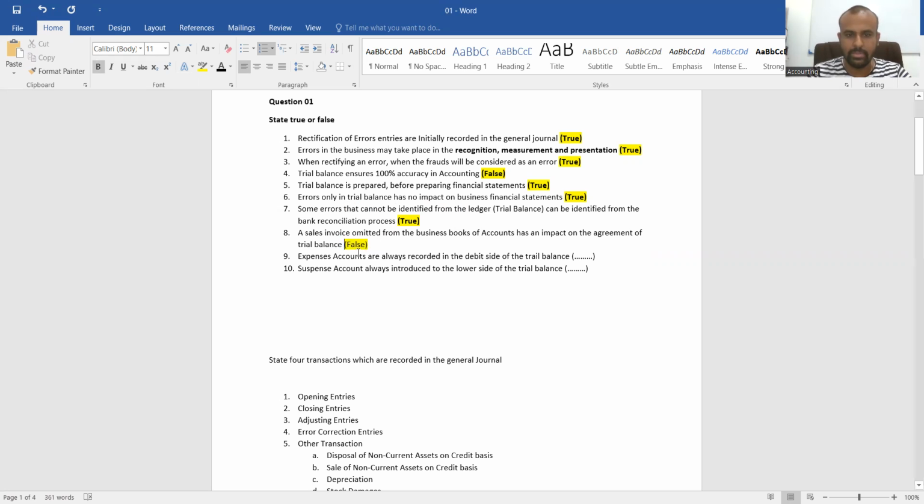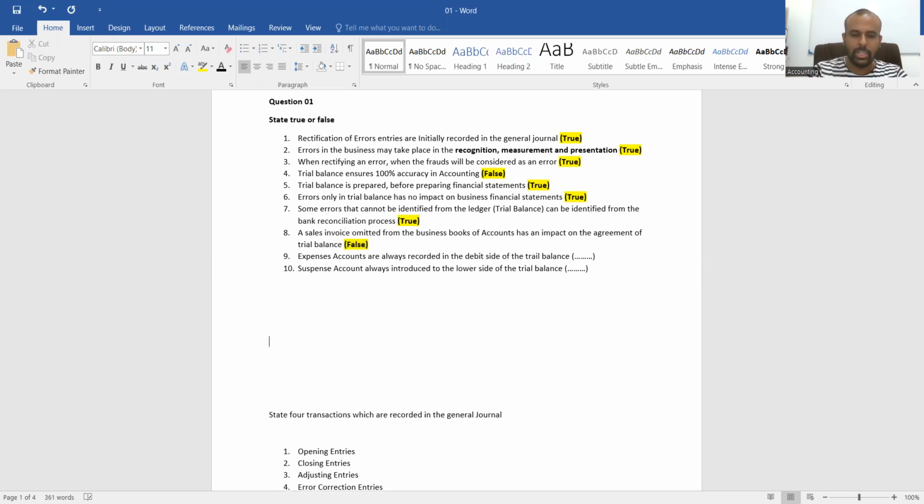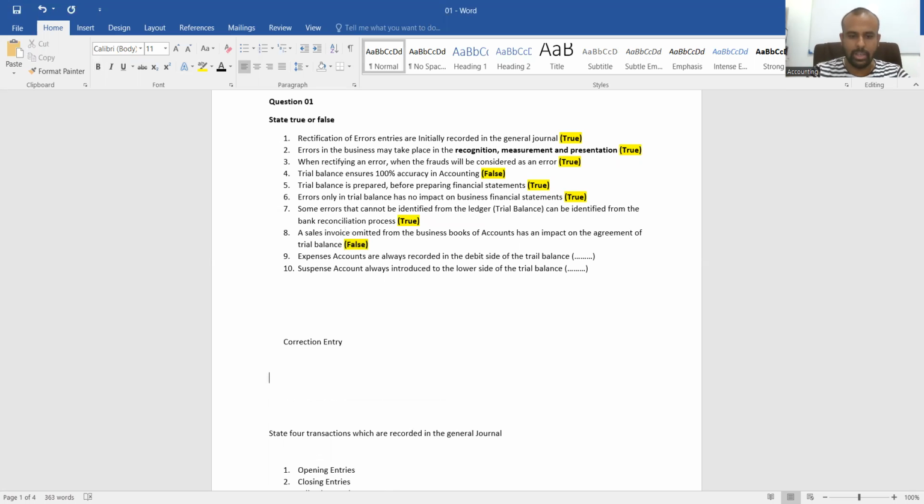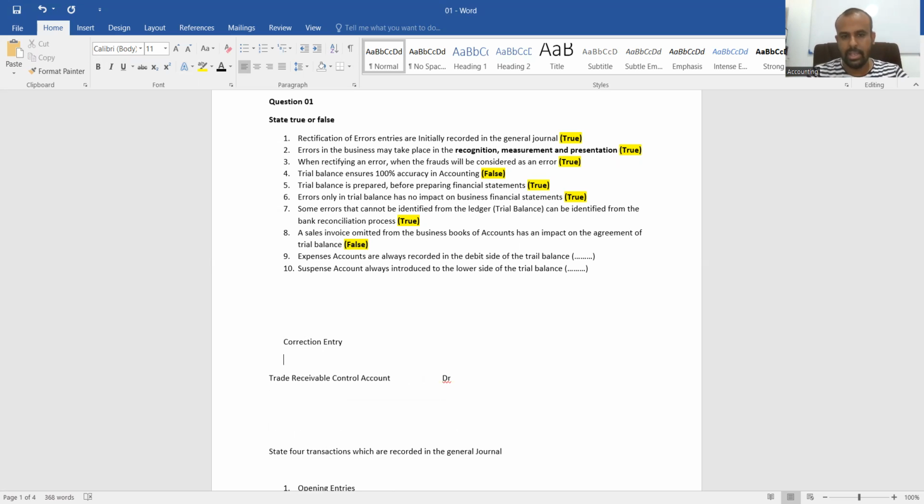What is next? What is the correction entry for this? මොකක්ද ඒකේ correction entry එක? You can say trade receivable control account debit, and the sales account need to be credited. Trade receivable control account debit and the sales account credit. Is that clear? Yes.